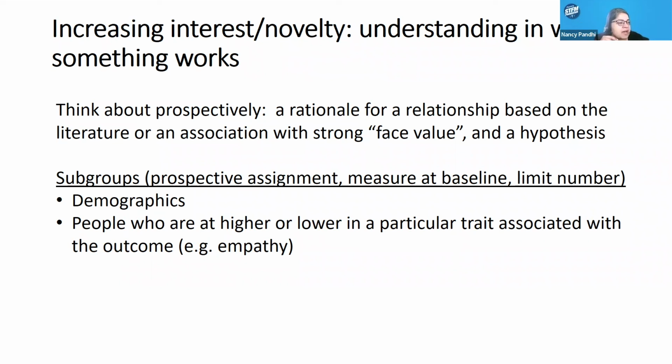The most important thing about understanding in whom something works, from an ethics and research standpoint, is that you want to think about this prospectively. It's really not good to go data mining backwards and be like, oh, can I get a significant result if I take this group and compare it to that group? So the more you can have a rationale for a relationship based on the literature, or just face value, like people later in their training program should have more skills, and so they should do better. That's a very basic association, and why you might subgroup based on that.